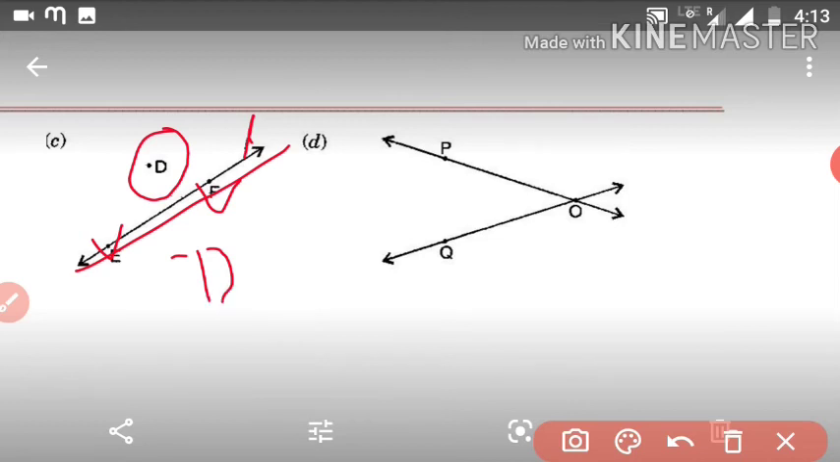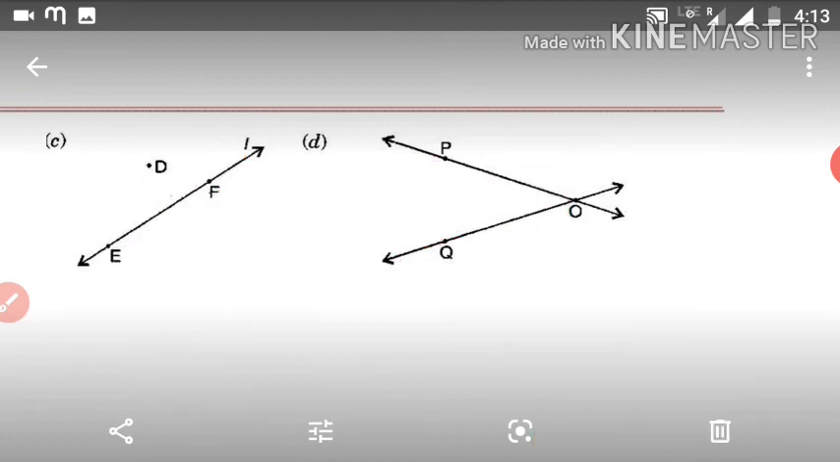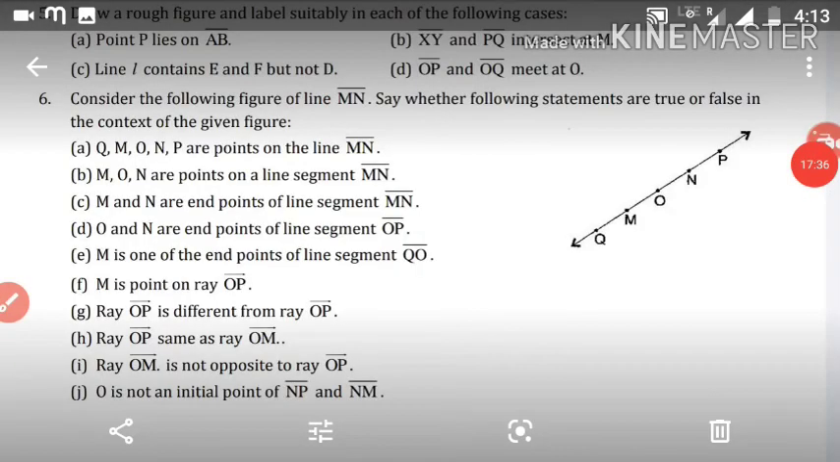Now next, there is line OP and line OQ, isn't it? So this is line OP and this is line OQ. Here this is the common point for both the figures. So this is your answer. You have to draw in this way. Now come to the next question, question number 6.